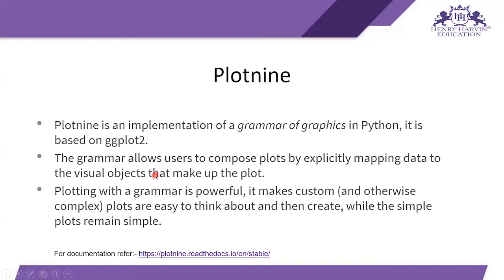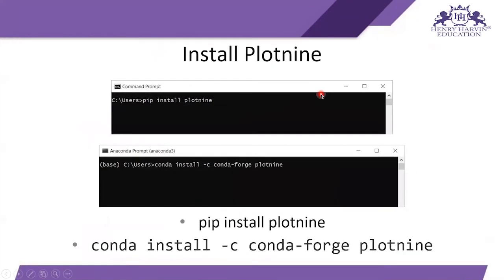And if you want to go deeper and see the documentation for the Plot9 library, I just added the documentation link. You can click on it and go to the documentation of the Plot9 library. If you don't have the library, then how can you install it on your system? You can just open the CMD and write pip install plot9 for the Python IDE. And if you are using any environment, then just open your environment and write pip install plot9.